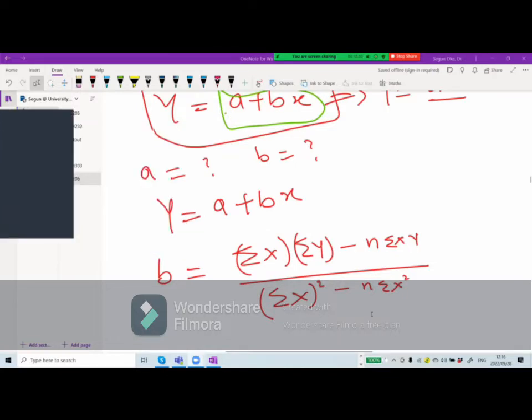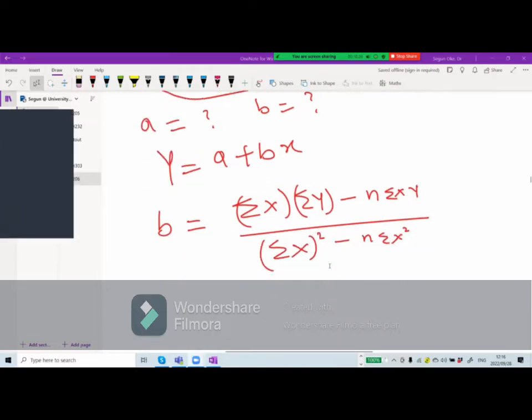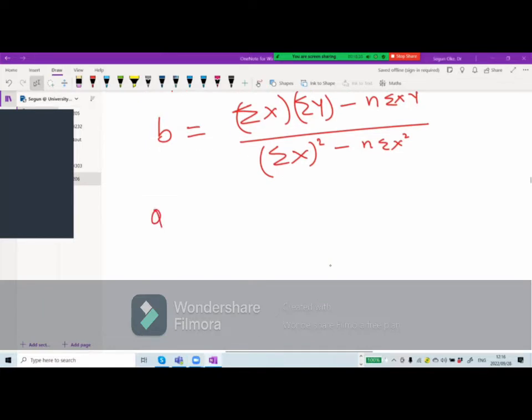So now let's look at the A. If I have A to be in this form, summation X, like I told you, there are many ways of writing this.